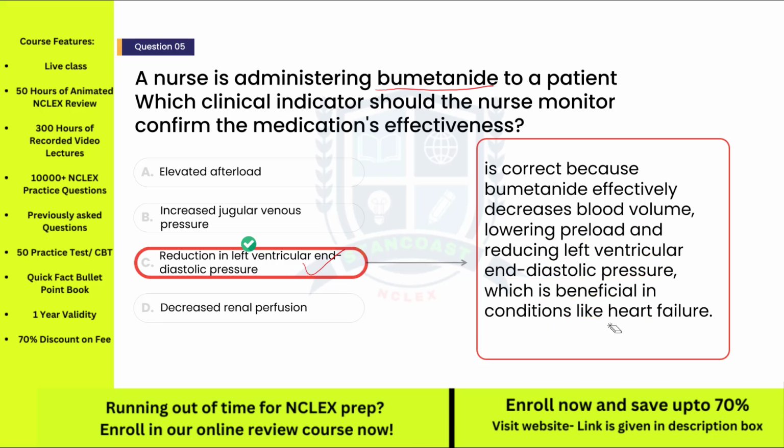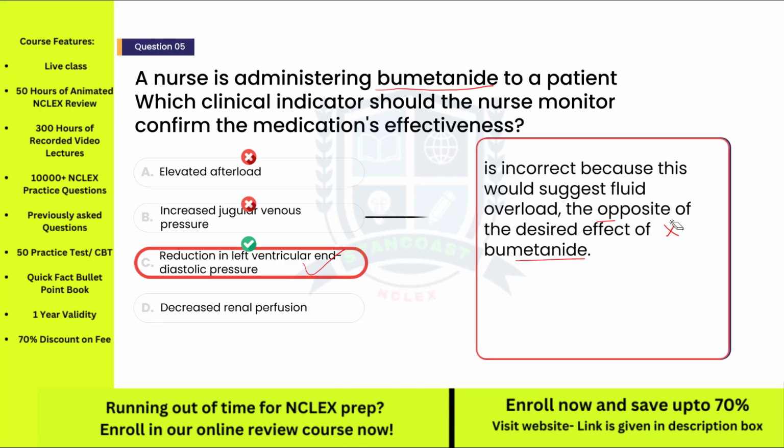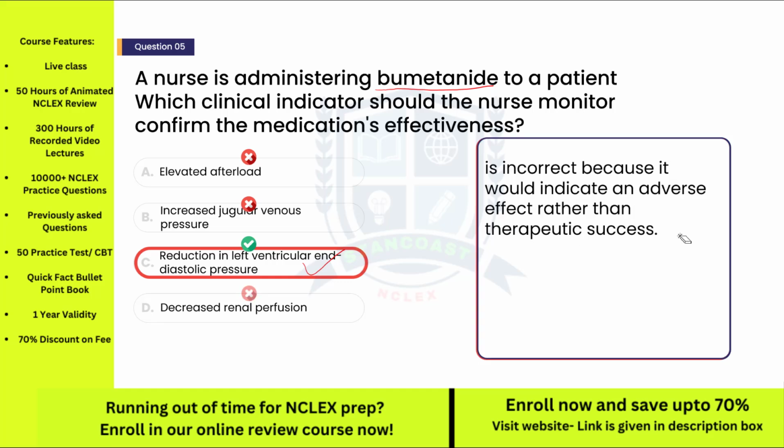Option A is incorrect because bumetanide, a diuretic, is intended to reduce, not increase, afterload by decreasing blood volume. Option B is incorrect because this would suggest fluid overload, the opposite of the desired effect of bumetanide. Option D is incorrect because it would indicate an adverse effect rather than therapeutic success.